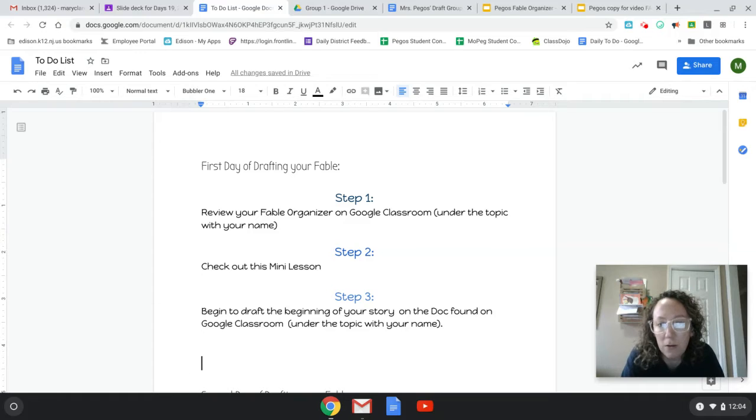So step one, you need to review your fable organizer that's on Google Classroom. It's going to be under the topic with your name, okay? So I'm going to change it all around and there will be topics with your name and you're going to review your fable organizer.